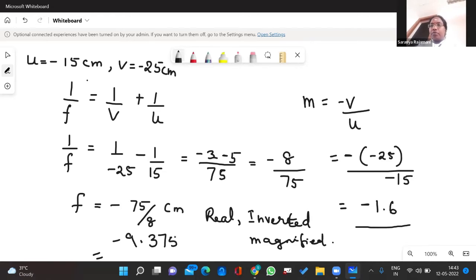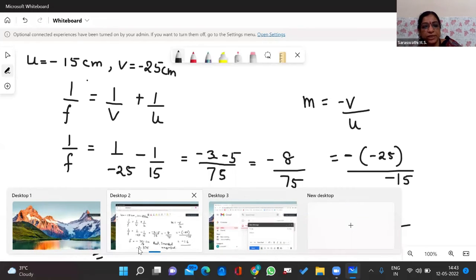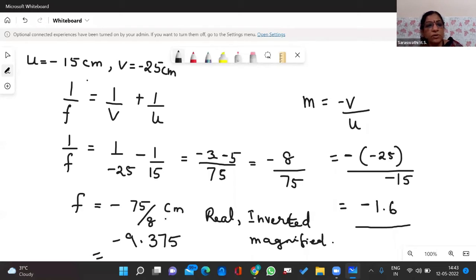Between C and F. So it is between C and F. The focal length is minus 9.375. From this, where is the object? The object is at 15. So what should be the radius of curvature? Twice 9.375. So the object is positioned between C and F. The image is formed beyond C, and the magnification is minus 1.6. Clear? Able to follow? Yes, ma'am.